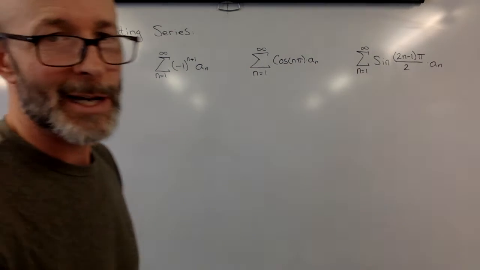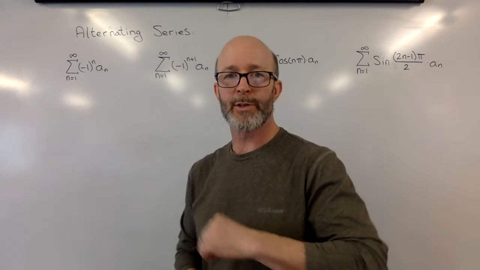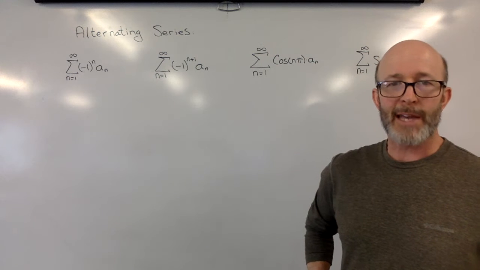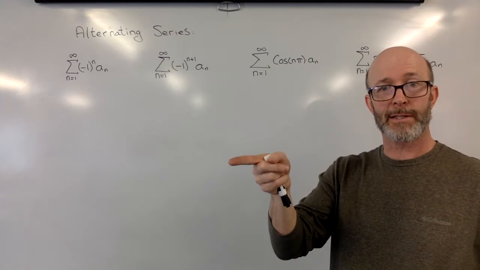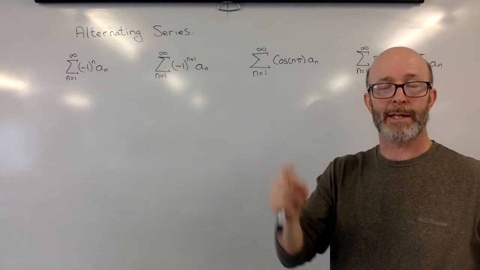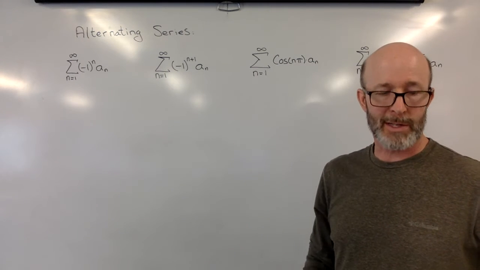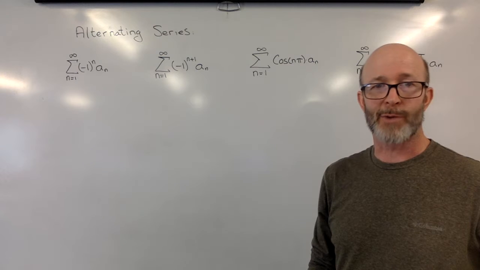The next in our lineup of series is known as the alternating series. When we say alternating, we mean going from a positive to a negative, to a positive to a negative, to a positive to a negative. These are the four most common examples, and quite frankly, the only four I can think of.